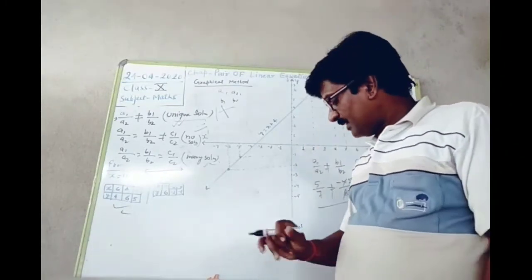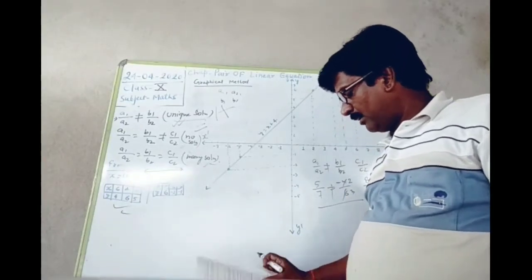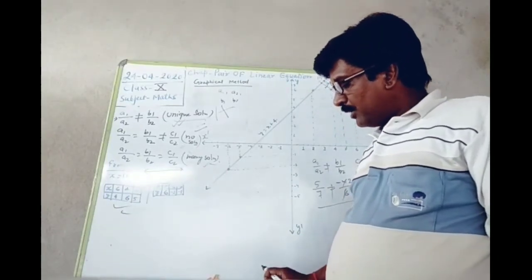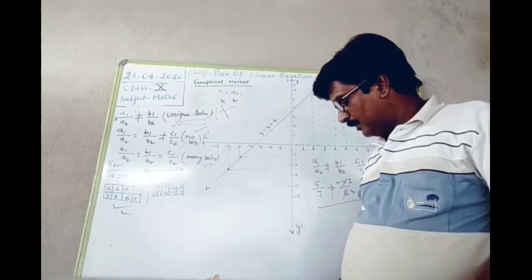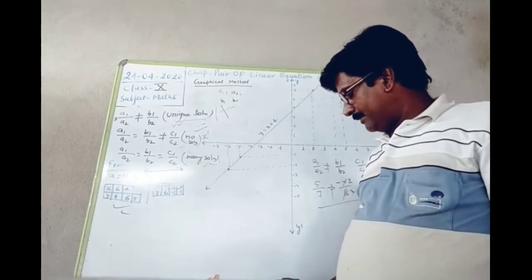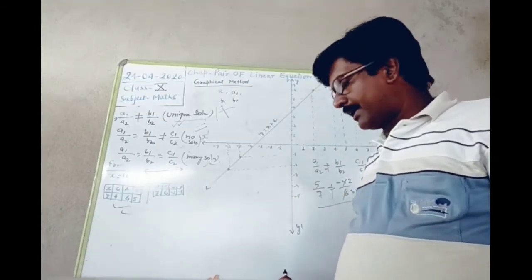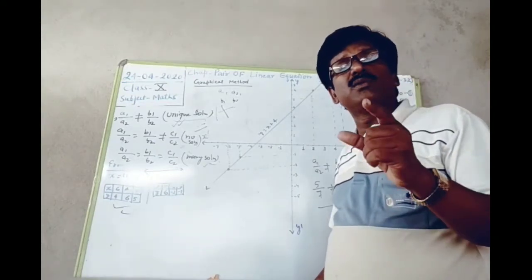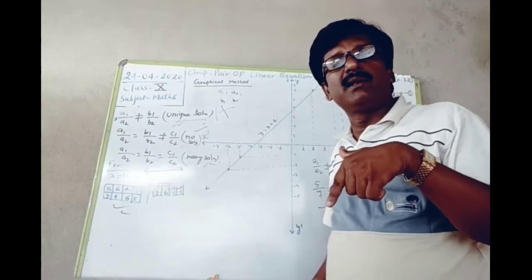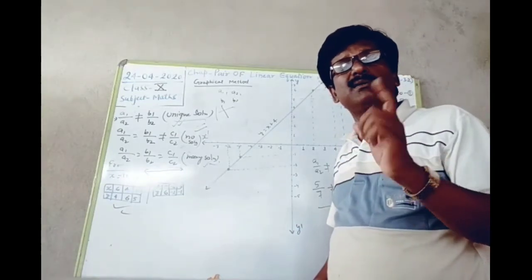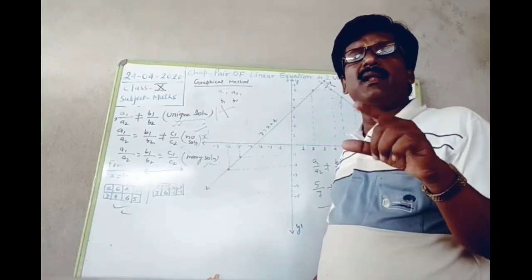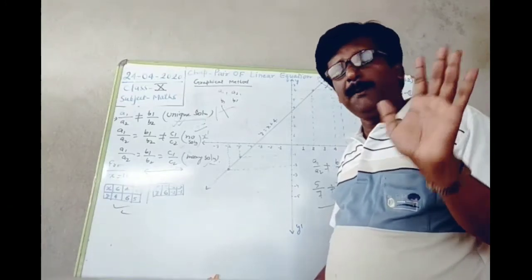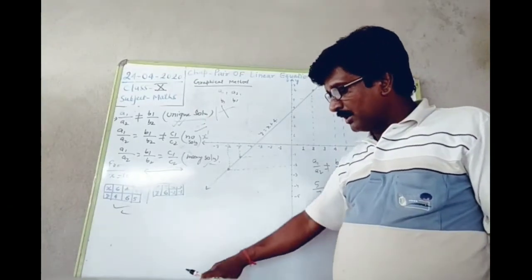Clear? After that, question number 4 is given. We have to justify whether the lines of the equations are consistent or inconsistent. Consistent means at least one solution. When the lines are intersecting or coincident, then that is consistent. If the lines are parallel, then that is inconsistent. Okay, clear? Now, question number 5.